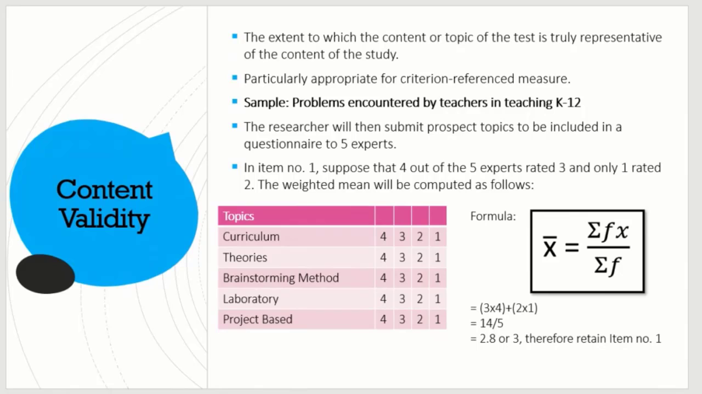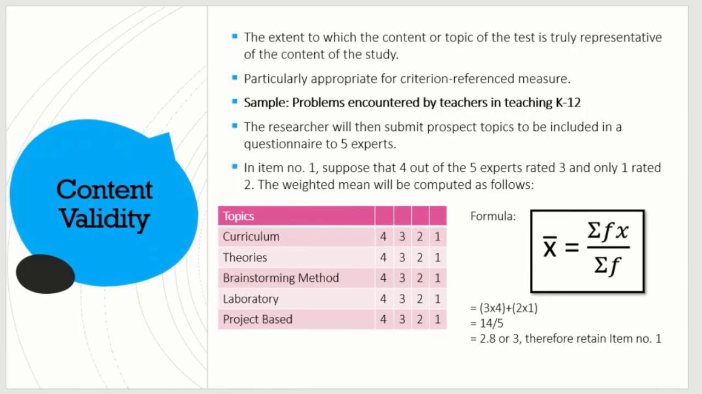Content validity is we wanted to know if really your research instrument has questions or procedures that will truly represent the content of your study, particularly appropriate for criterion referenced measure. So for example, problems encountered by teachers in K-12. So the researcher will then submit prospect topics to be included in a questionnaire to 5 experts. Minimum, no? Actually, depende sa atin, sa standard ng school, kung ilan usually na experts ang kailangan mag-validate ng isang questionnaire. But last year, if I'm not mistaken, we just require the students to have at least 3. If they are going to create their own research instrument, then they should have at least 3 experts that will validate their questionnaire. So in this specific example, meron siyang 5 experts.